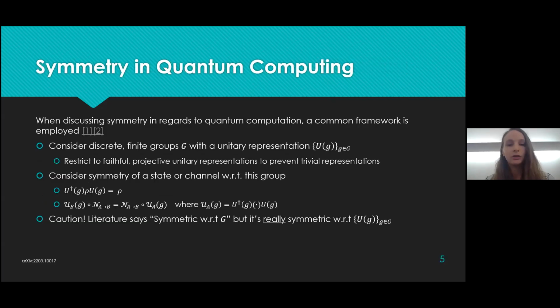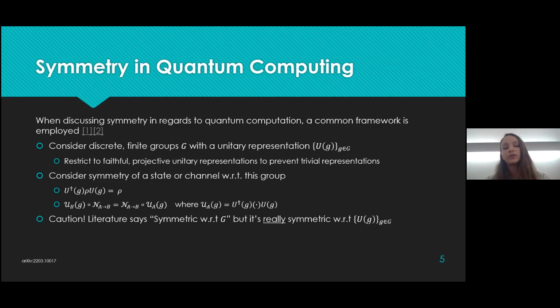Okay, so that's symmetry in physics in general, and you can imagine that if something's incredibly important to physics in general, then quantum computing would also be concerned with it. So let's talk about how symmetry is encapsulated in quantum computing specifically. So there's some groundwork already laid here. Particularly, there's a sort of common framework that is established when discussing these sorts of symmetries in a way that quantum information and quantum computing people care about.